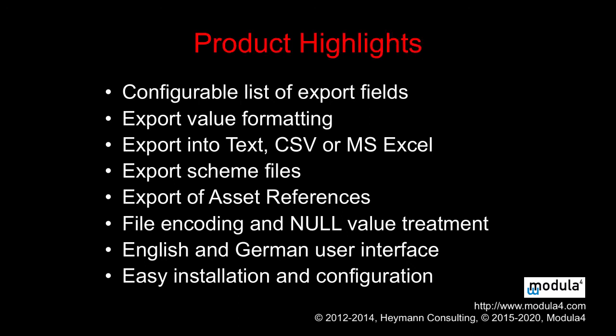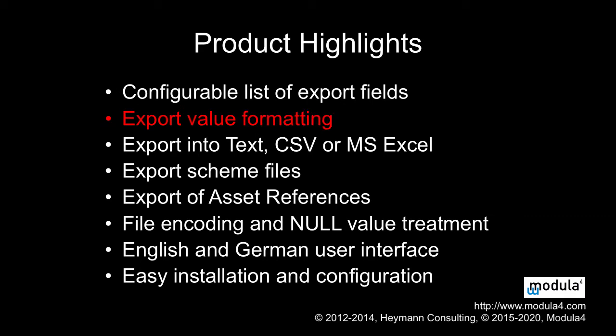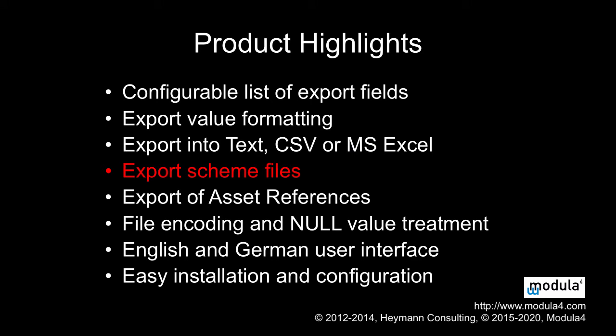Let me briefly summarize the product highlights. The Cumulus Exporter allows you to export the Cumulus field values from the selected catalog fields. The field values can be formatted before they are saved into a file of type text, CSV, or Microsoft Excel. The export settings can be saved into scheme files for later reuse. Even the different Cumulus asset references can be exported.